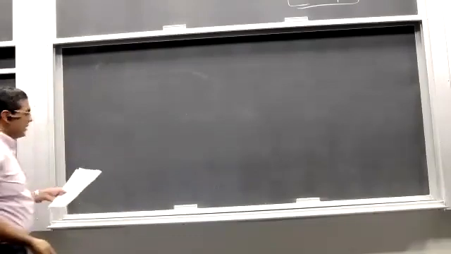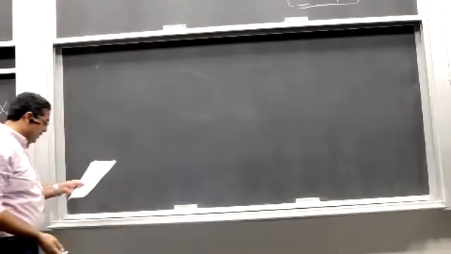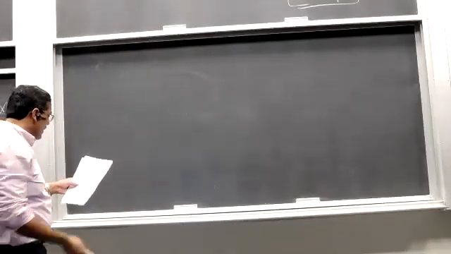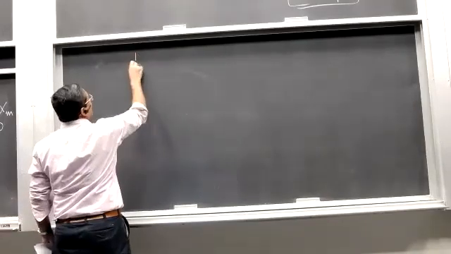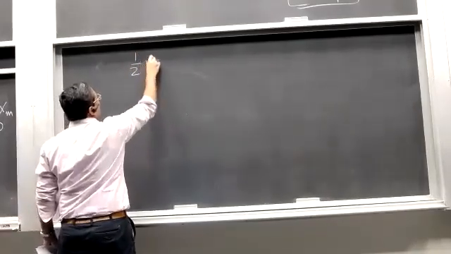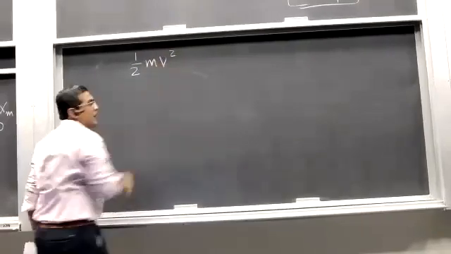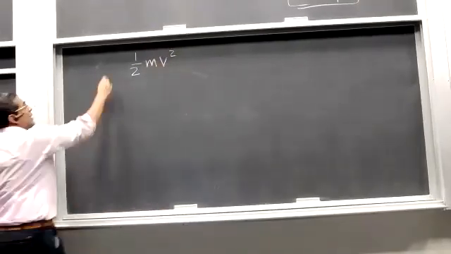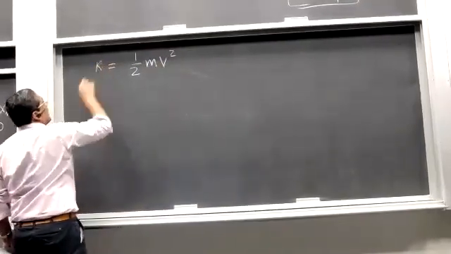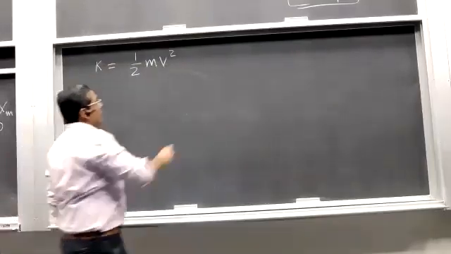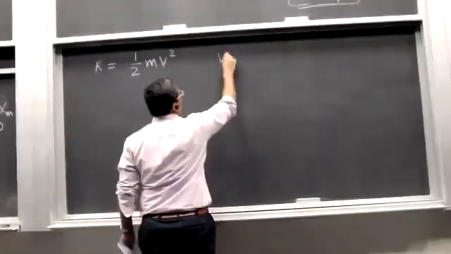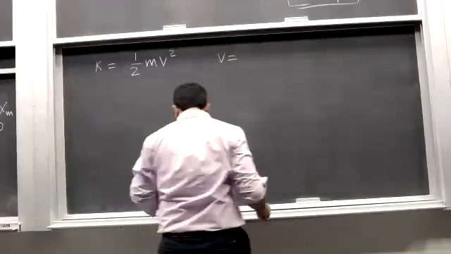Okay, now let's look at this thing in terms of the energy. So what is the kinetic energy of the oscillator? Half mv squared, right? That would be the kinetic energy. And what is v here? Anyone? We did it a while ago, didn't we?